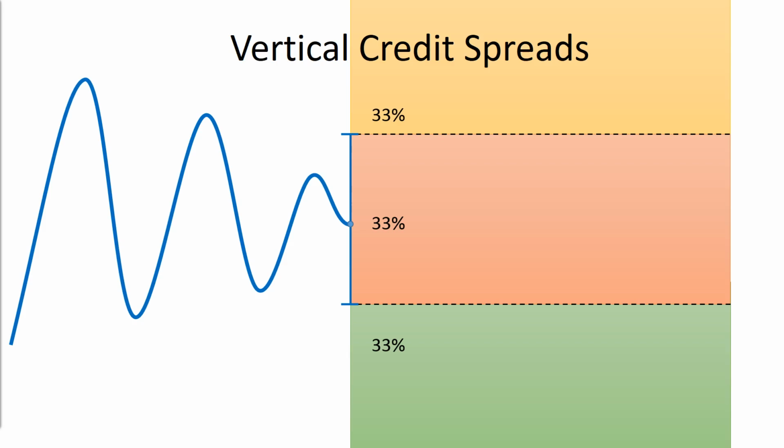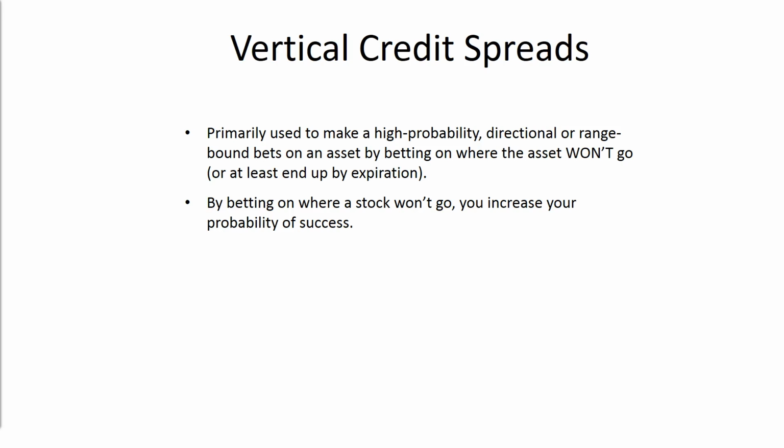Okay, so this is a hypothetical scenario, but it illustrates the fact that it's generally easier to win bets on where a stock won't go rather than where a stock will go. And that's the idea behind the credit spread. By betting on where a stock won't go, you've increased your probability of success, and as long as the trade stays out of the money, theta works in your favor, which is a great plus for this trade.